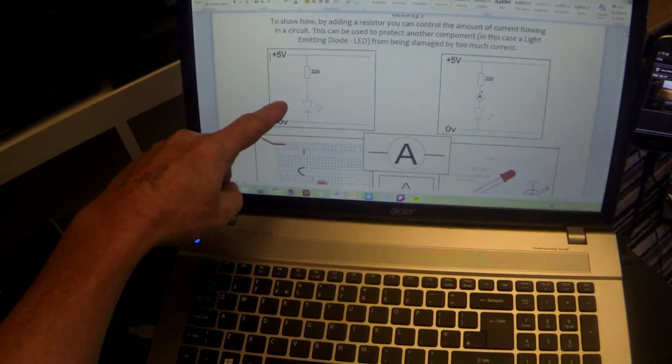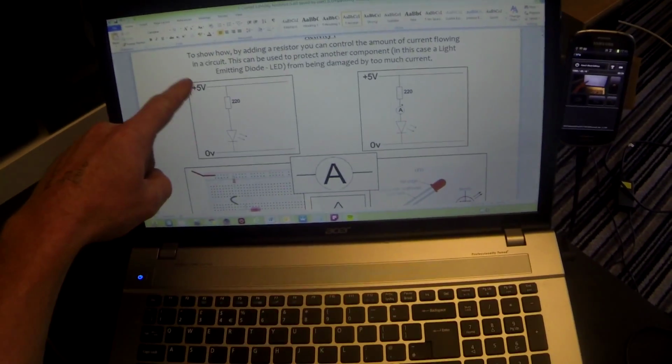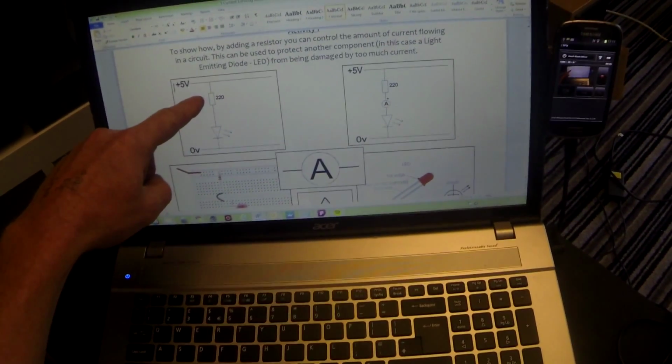As we can see, it's a very simple circuit. We have a 5 volt power supply, a 220 ohm resistor and an LED. What do we need to know about LEDs first of all? Well, let's have a little look at the electronic characteristics of an LED. There are quite a few there, but in fact we only really need to know two of them.